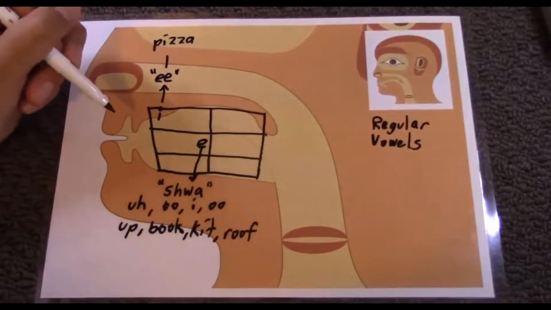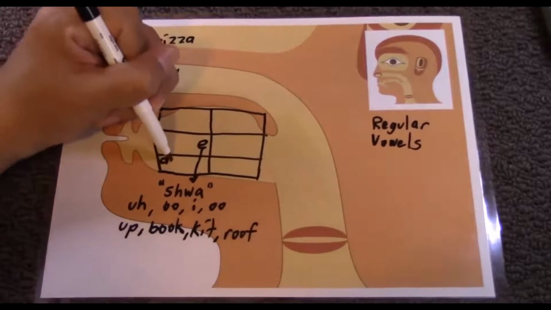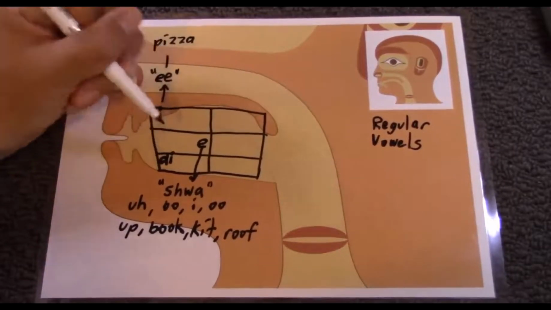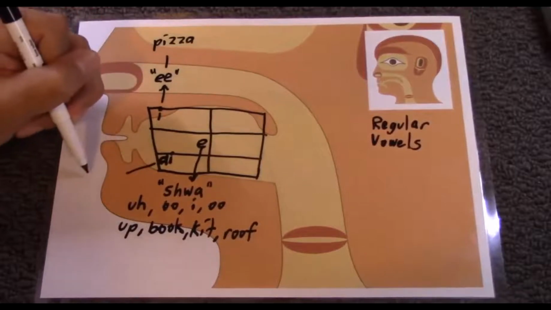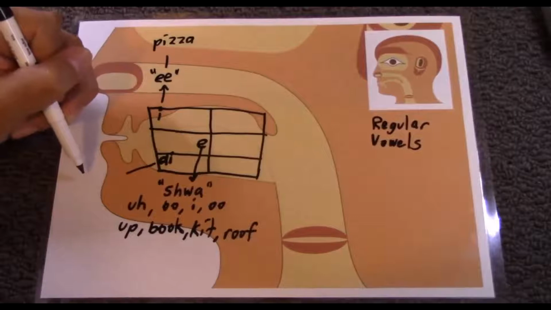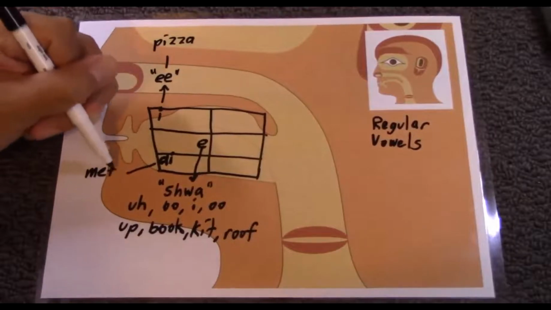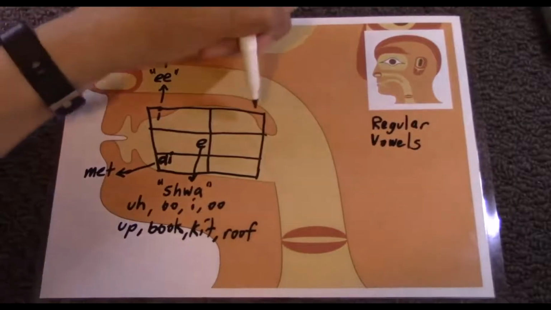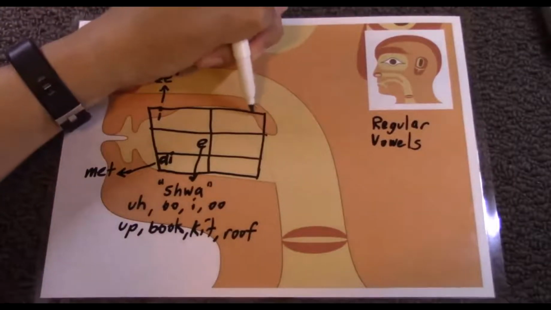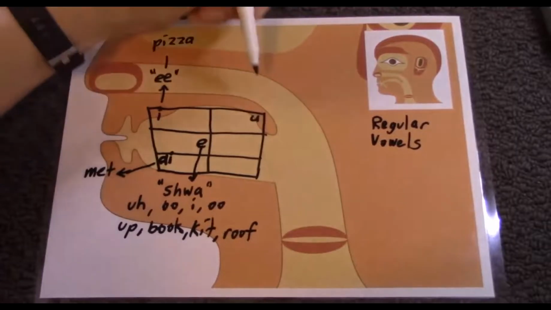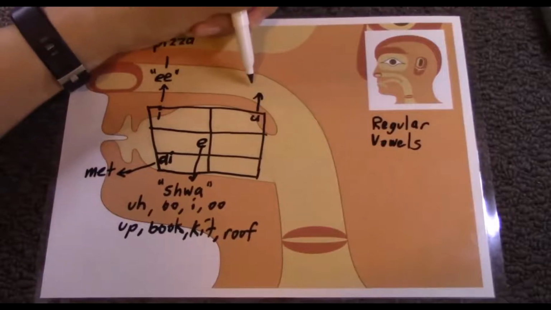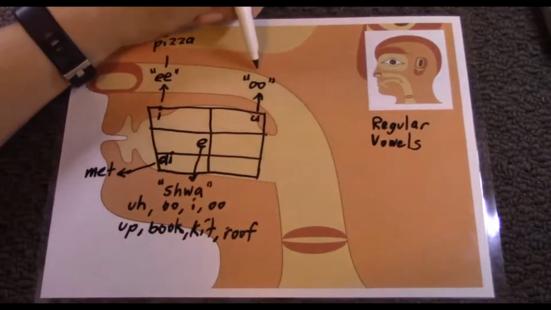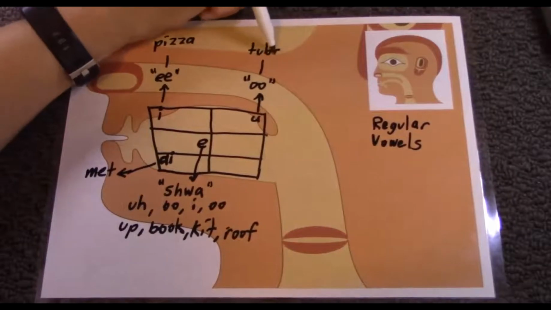The next letter is actually a combination of letters. This is the letter A and the I together. These make an E sound, like in the word met in English. Up here in the back part of your mouth, towards the top, we have a U, and in Haisla-Kela it sounds like ooh, as in the word roof. Or another example could be tuba.